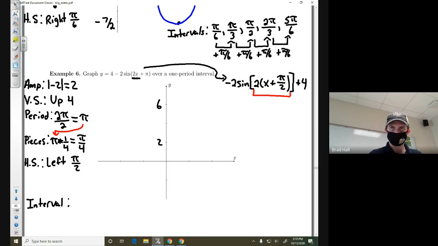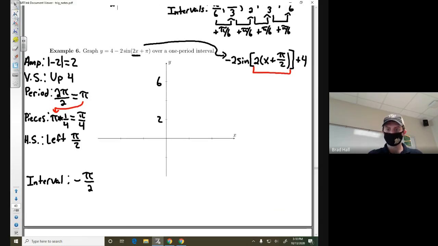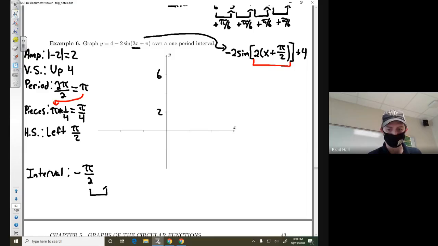So the first interval value is going to be negative pi over 2, because we go to the left pi over 2. So it's negative pi over 2. And then to get to the next one, we have to add pi over 4. So pi over 4 is the piece value. So negative pi over 2 plus pi over 4 is negative pi over 4. And 0, pi over 4, pi over 2.